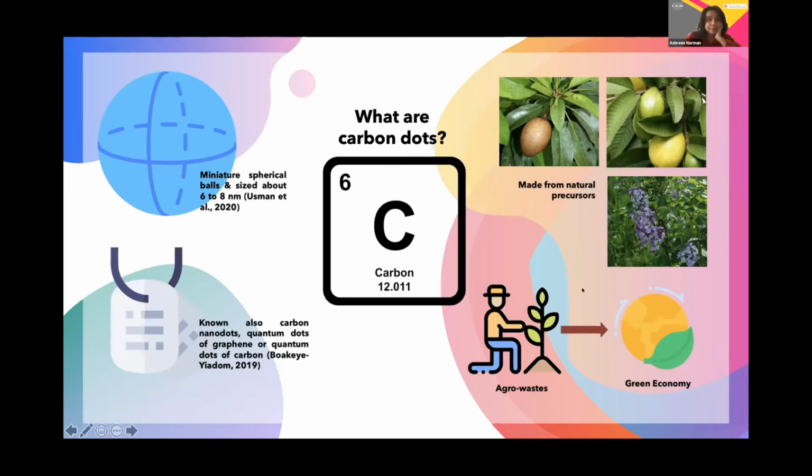Carbon dots now are made from various natural precursors. Across many literature, they have used Manilkara zapota fruit, in Malaysia it's known as chiku. We have the guava leaves, and even the flower Syringa oblata, to make carbon dots. In Malaysia, one of our major sectors is the agriculture sector, so we would love to use the agro waste to do synthesis of nanomaterials.